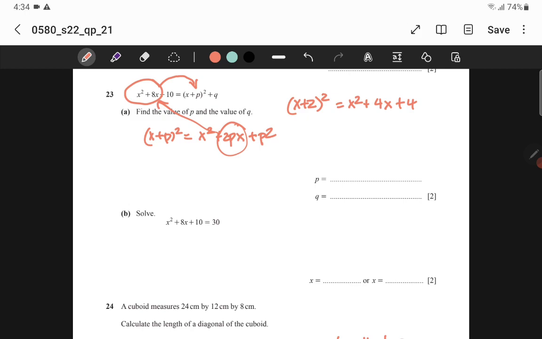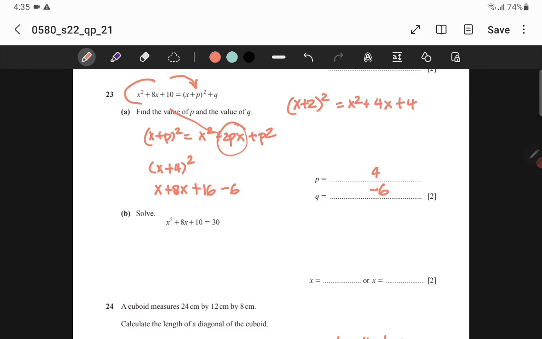Correct? So we can say that 2 times what becomes 8? 4. Okay, so for sure, it will be x plus 4 squared. Correct? So p will be 4. Now you expand it: x squared plus 8x plus 16, right? And it should be plus 10. Is it correct? Okay, plus 10. Too big, the number is too big. So q will reduce this one. Become what? Minus 6. So if minus 6, it becomes 10, right?